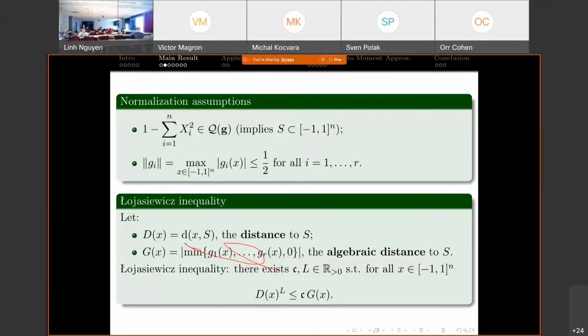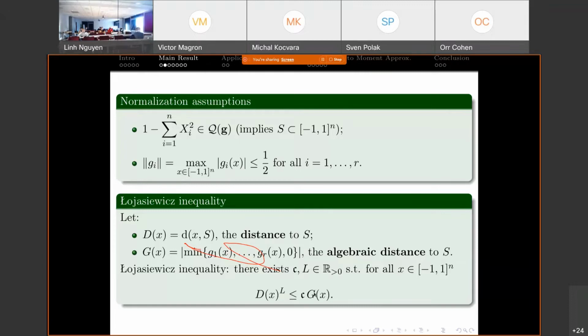So this algebraic distance somehow describes the complexity of the description of the same algebraic set S, and the Łojasiewicz inequality captures this complexity. The inequality tells us that there exists a constant C and exponent L, such that for all x in the hypercube, the distance to the power L is more or equal than a constant times the algebraic distance.